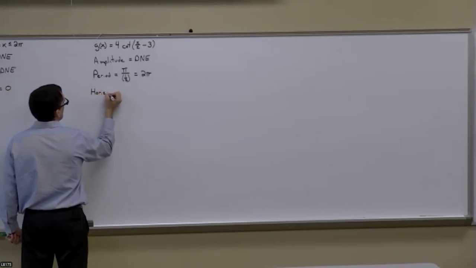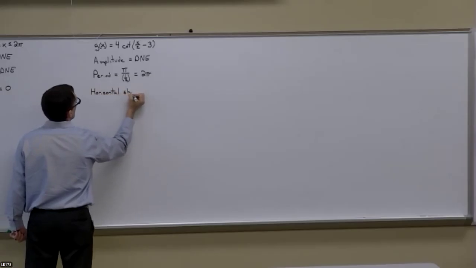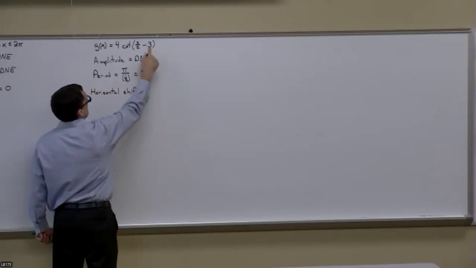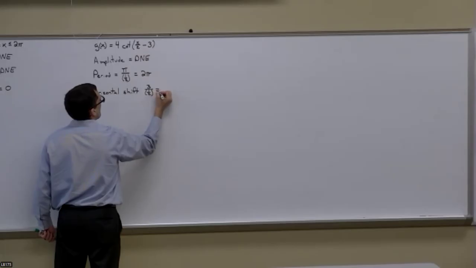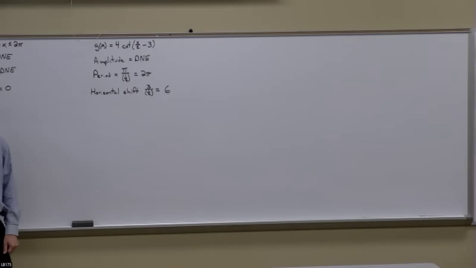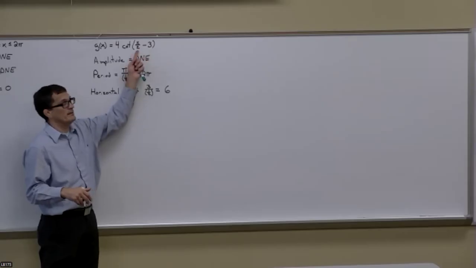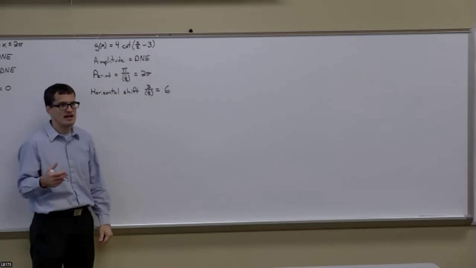We're going to have a horizontal shift. Well, it's going to be 3 over a half. Six units. So it's a positive 6. That's going to be 6 to the right. Are you okay with that? 3 divided by half. It's always the C over the B. B here is your coefficient of x. X over 2 is the same thing as half x.